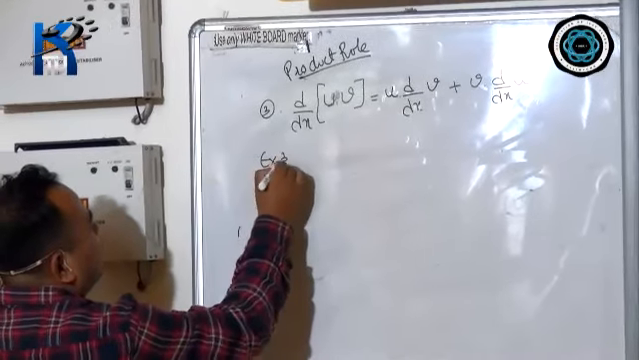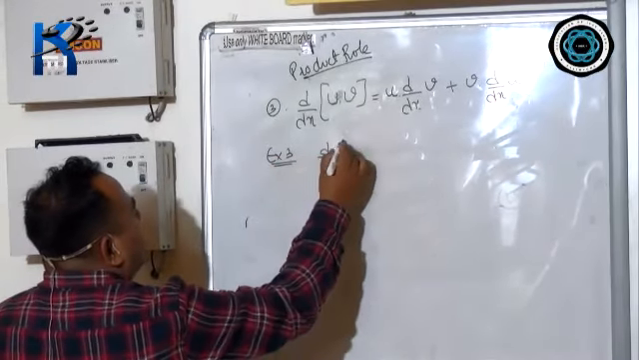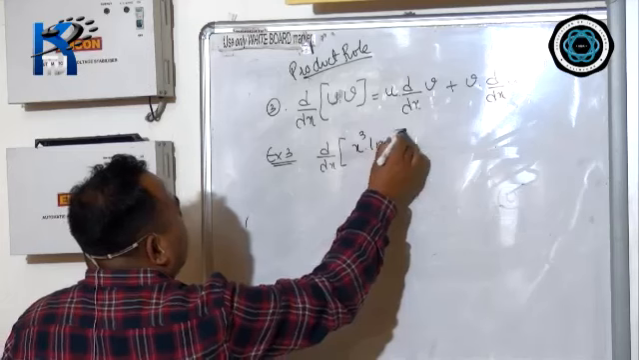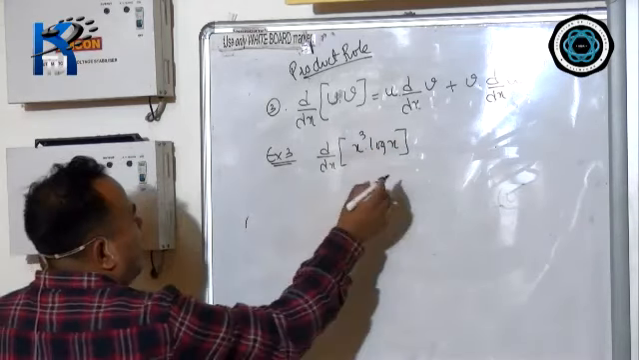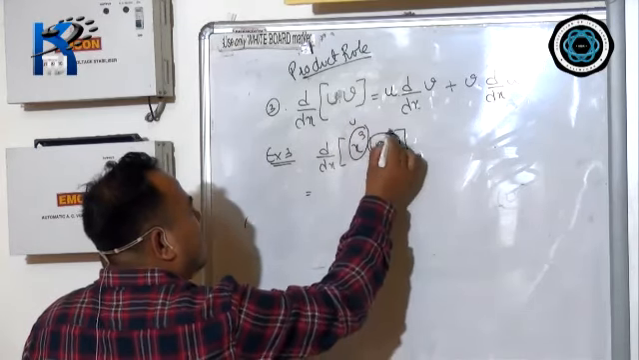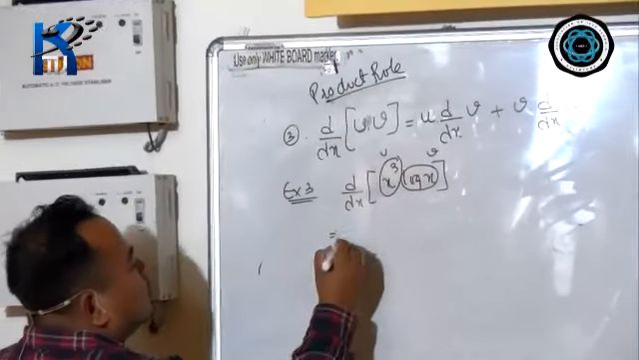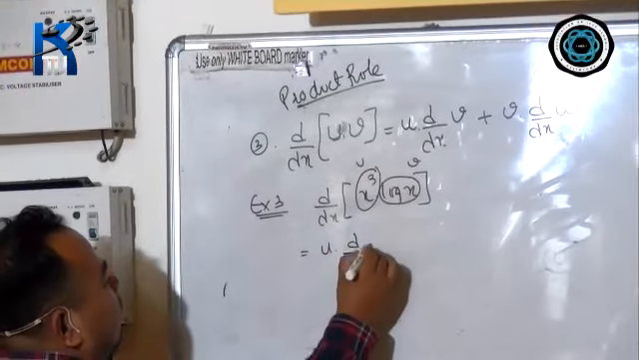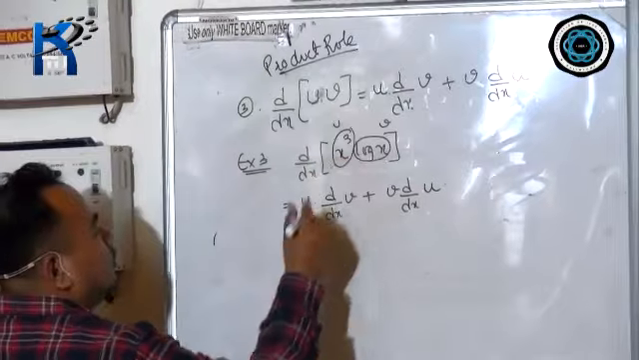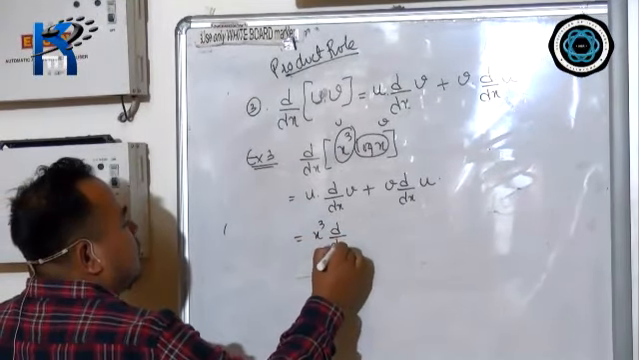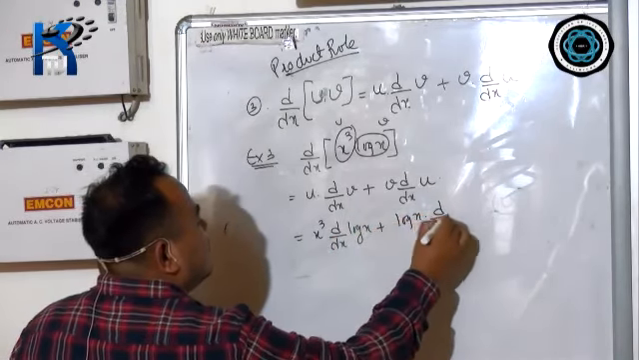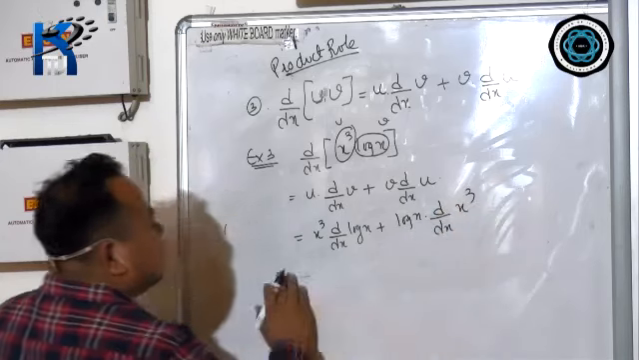So I can give you one example. Example 3. d by dx of, let us say, x cube into log x. I have to differentiate this, x cube into log x. So we are going to use product rule here. Since there are two functions being multiplied, this becomes u and this becomes v. So what does product rule say? u d by dx of v plus v d by dx of u. What is u? u is x cube, d by dx of what is v? Log x, plus what is v? Log x, into d by dx of what is u? x cube. Now this is the property.